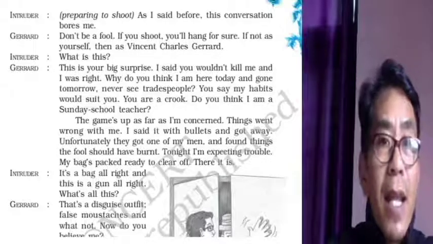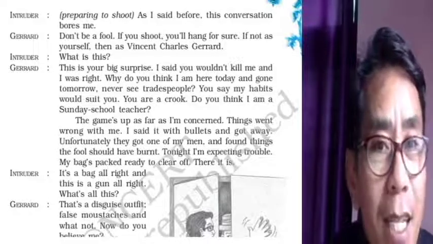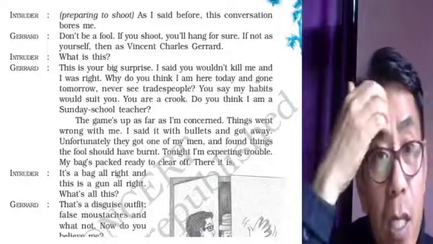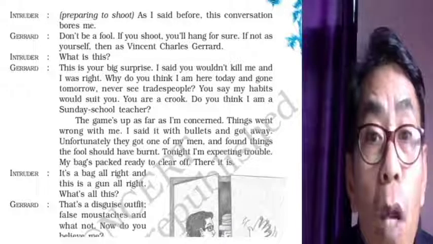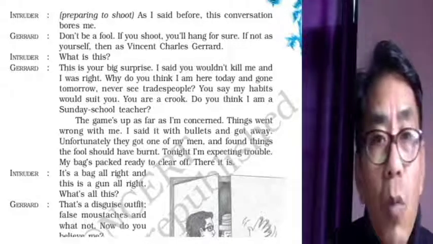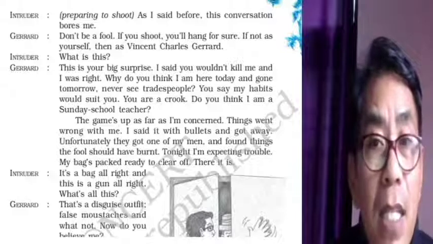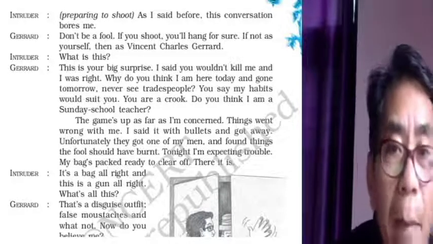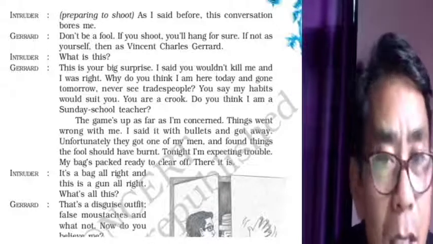There it is. And then he must have created this story. Okay, yes. And what did he say? Mr. Gerard said that he was not a school teacher. He was a very bad man like him. He said that he had just killed somebody and was running away. Unfortunately, they got one of his men, who was involved in a crime, taken by the police, and they were looking for him. He said that tonight he was expecting trouble, so that's why he was packing his bags and trying to run away. If you don't believe it, just see, I'm packing. He said all these things to the intruder.